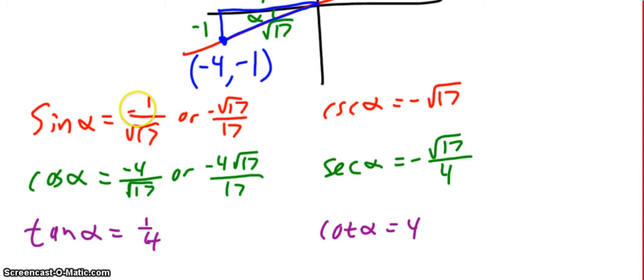Alright, so hopefully you got sine of alpha is -1 over root 17, or if you rationalized, it would be -root 17 over 17. Therefore, the cosecant of alpha is -root 17. Cosine of alpha is -4 over root 17, or -4 root 17 over 17. If you rationalize, secant of alpha is -root 17 over 4. Tangent of alpha is 1/4. Cotangent of alpha is 4.